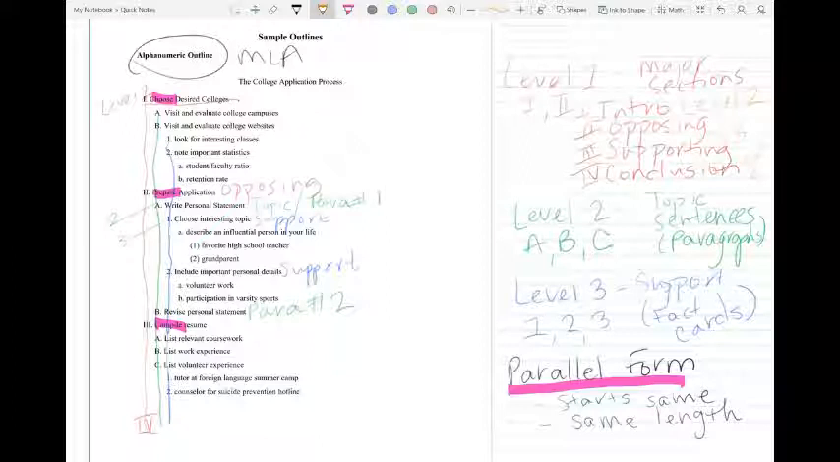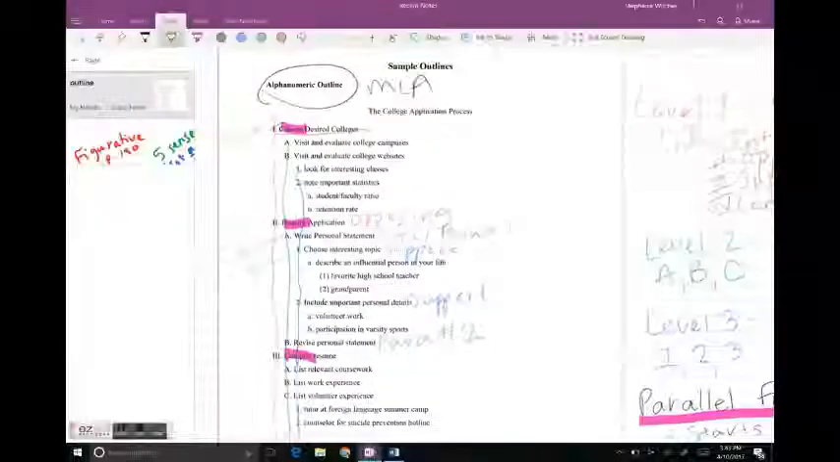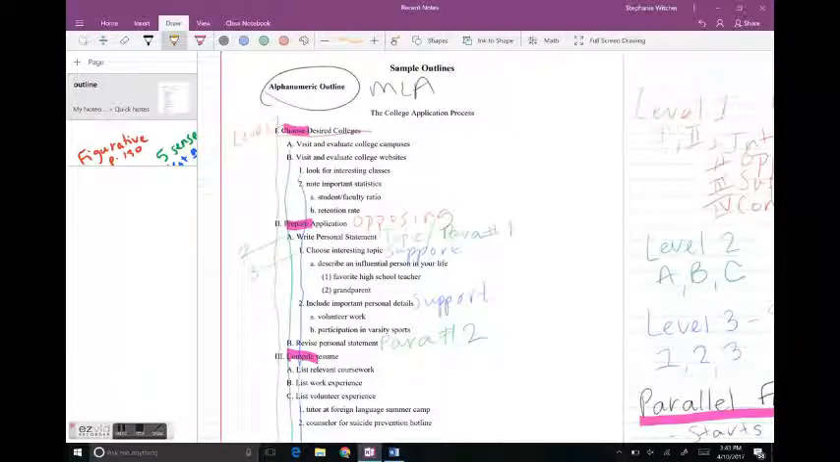If you have any questions, let me know. Otherwise, that's pretty much everything you need to know to put together an outline. Happy writing.